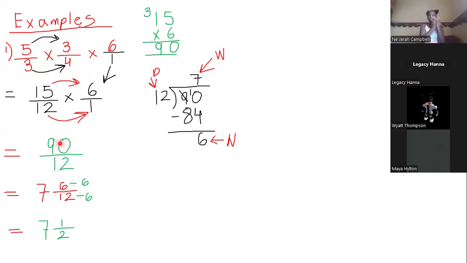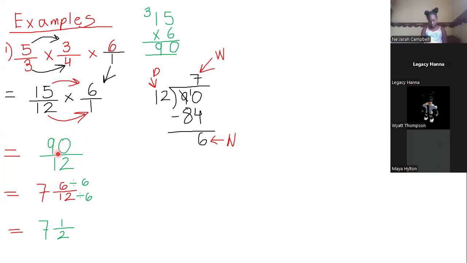We multiplied 15 times 12. No. We multiplied 15 times 6. Good. What is 15 times 6? 90. And then how do we get 12 at the bottom? What do we do? We multiplied 12 times 1. Good. So it's 90/12. Now with 90/12, how do we get 7 and 6/12?